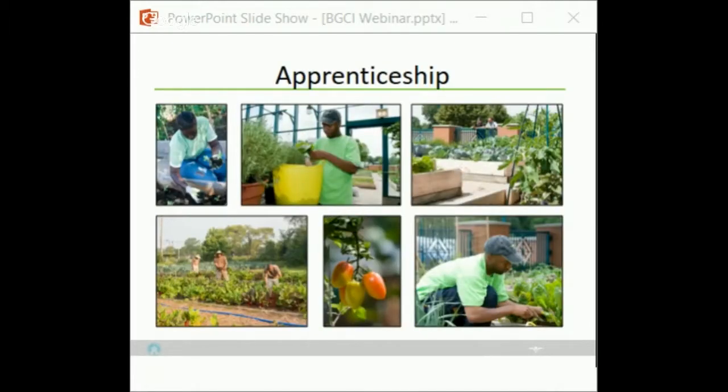The apprenticeship program is a 9-month certificate program in sustainable urban horticulture, the heart of which is an intensive hands-on internship program bookended by coursework. Again, students receive credits from the City Colleges of Chicago that can be used towards an associate's degree. This group is really diverse.